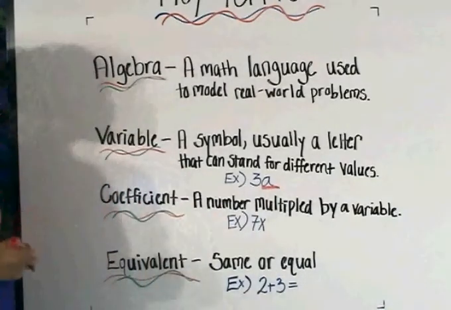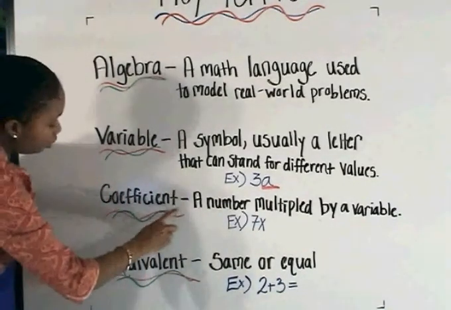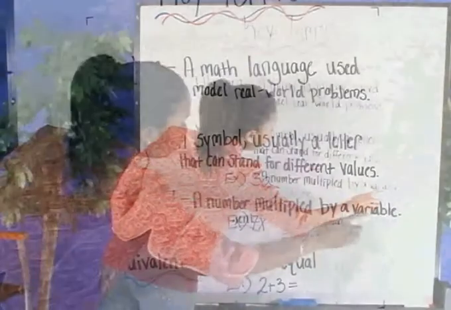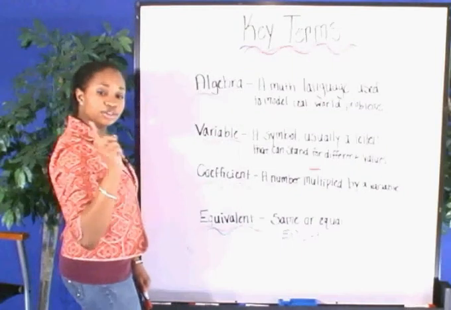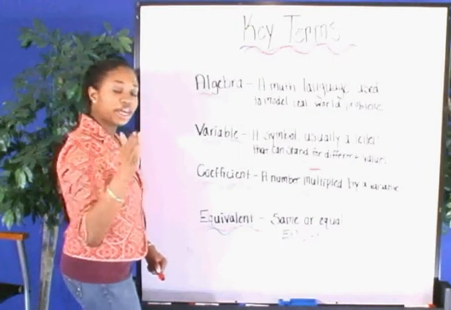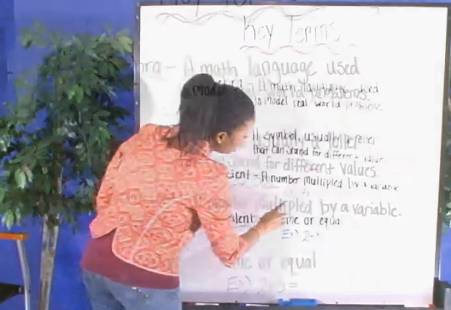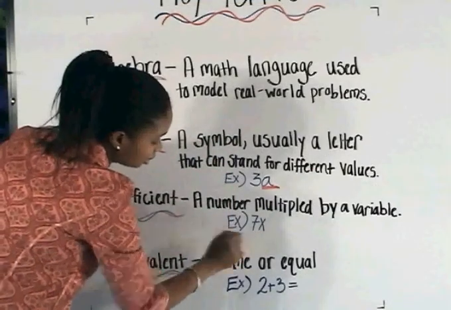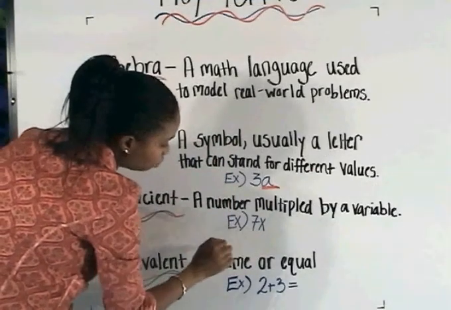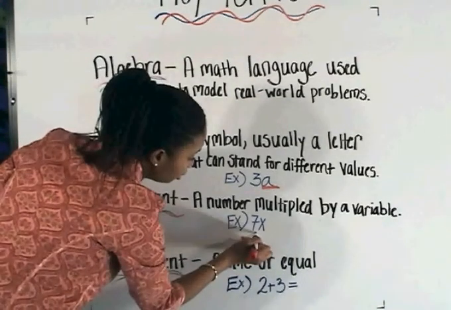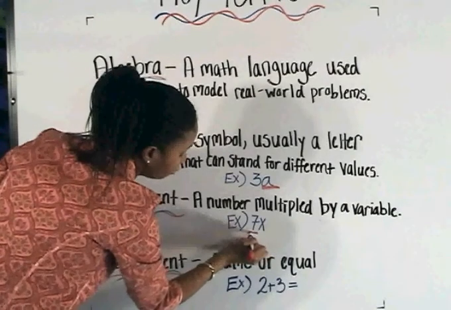The next term we're going to define is coefficient. A coefficient is a number multiplied by a variable. Normally, usually in math, it's the number in front of the variable. Remember, a variable is a letter. So here's an example, 7x. Well, what's in front of this letter? What's being multiplied to this letter? 7. So 7 is our coefficient.